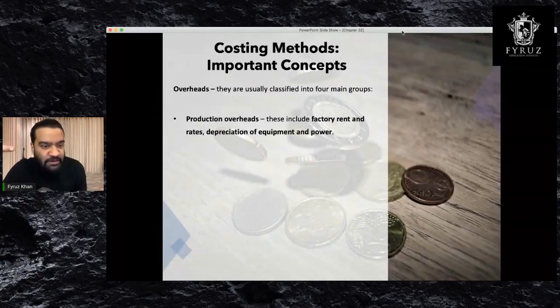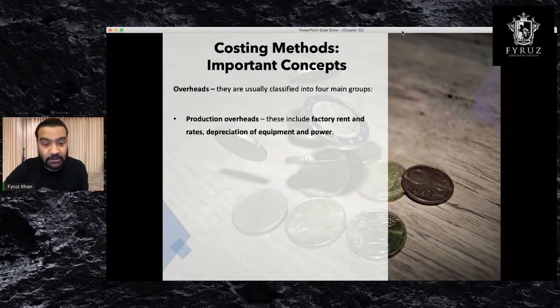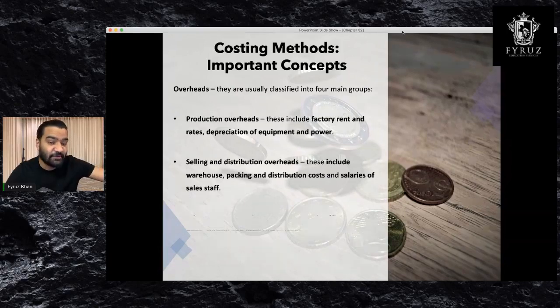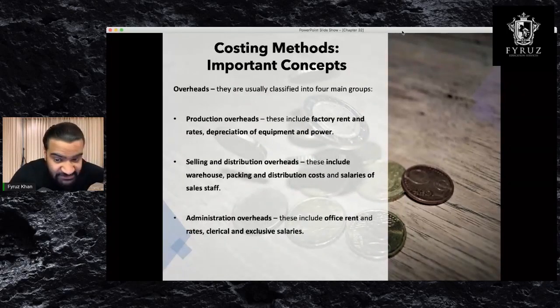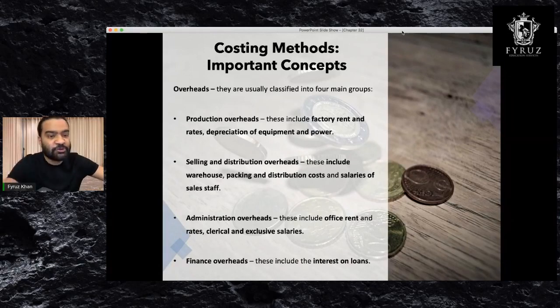Now, in accounting, when we talk about production overheads, it refers to factory rent, rates, depreciation of equipment, power. When we talk about selling and distribution overheads, it relates to warehouse, packing and distribution cost, salaries of sales staff. When we're talking about administration overheads, we're talking about office rent, rates, executive salaries. When we're talking about finance overheads, we're talking about interest on loans.